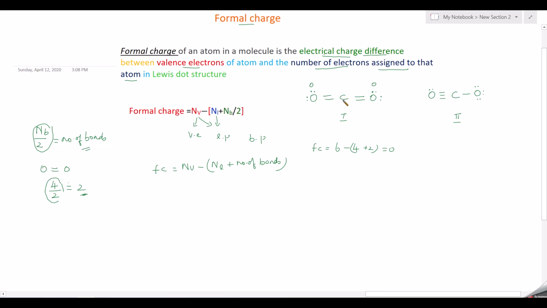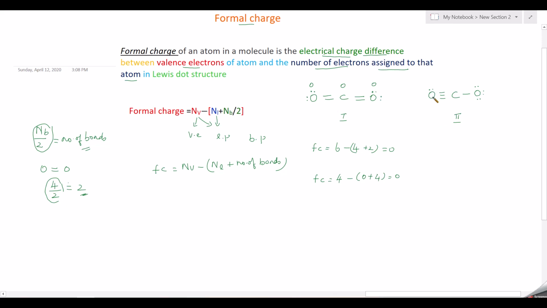Now you calculate the formal charge for carbon. So formal charge is equal to carbon valence electrons 4 minus lone pair electrons, here there is no lone pair, so 0, plus the number of bonds: 2 here, 2 here. 4 bonds are connected to this carbon. So 4. So that will be equal to 0. So carbon also gets the formal charge as 0. Now this is the formal charge on this structure. Now you go to this structure.